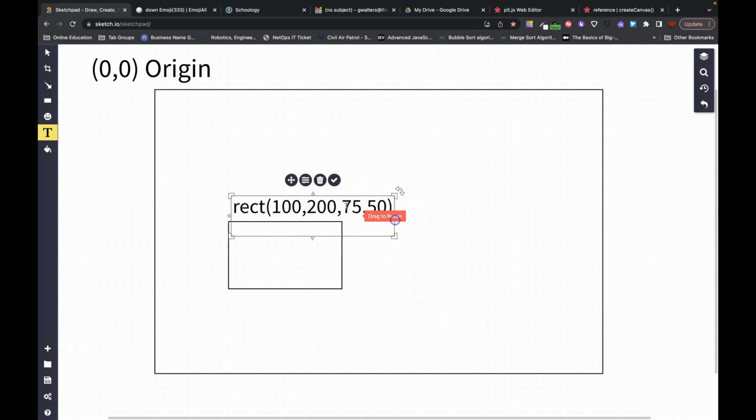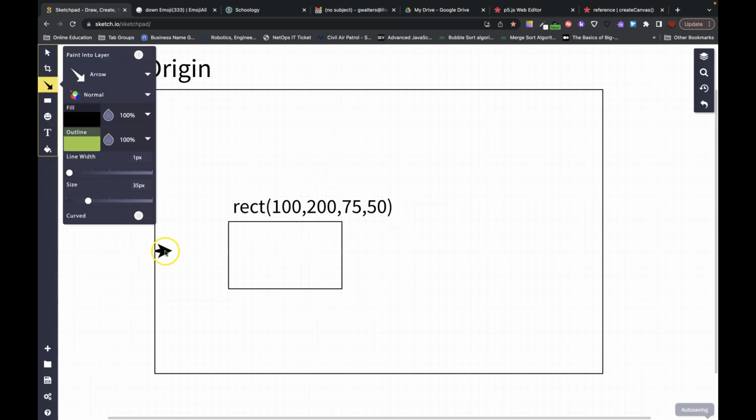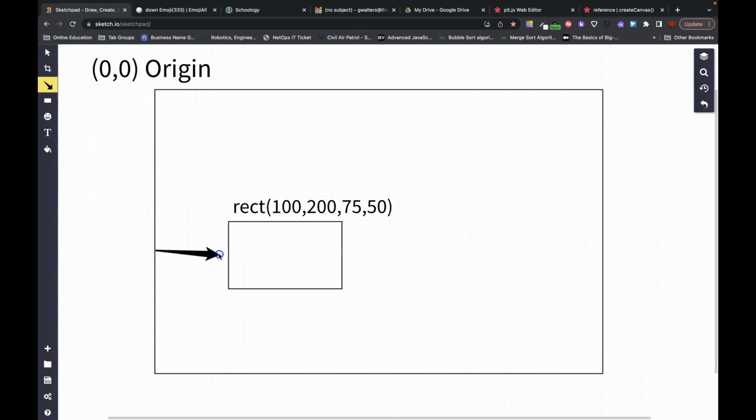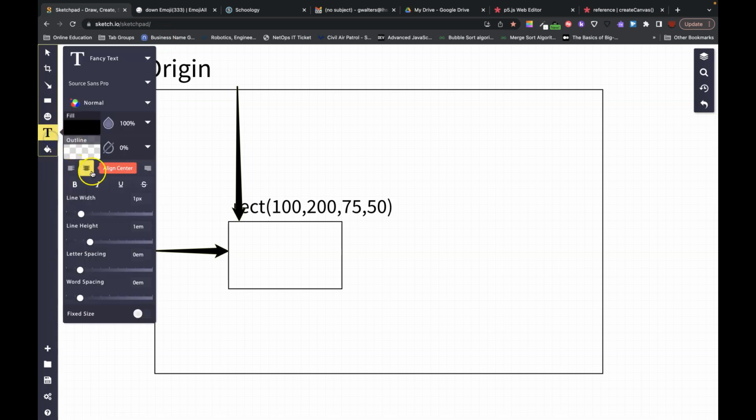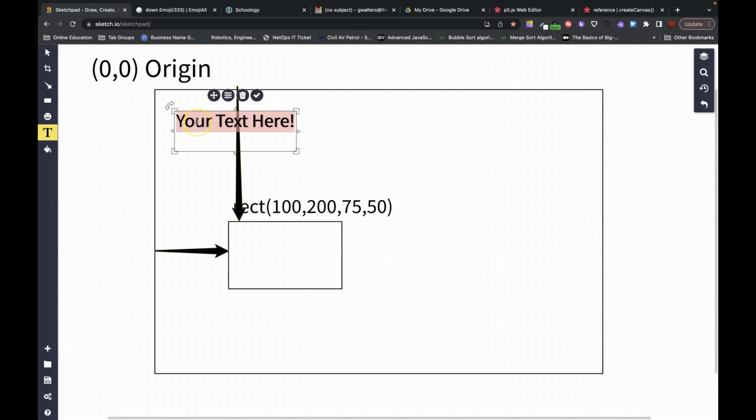Making up some values. This first one right here, this 100, stands for 100 from the 0 on the x, and it is 200 from the 0 on the y. That is how we are navigating it, because this is our origin. 0 on the x would be this line. So when we're referring to this side, the left side is always referred to as x equals 0.